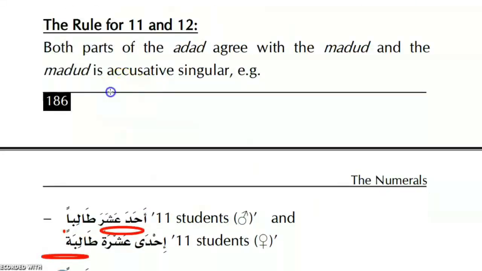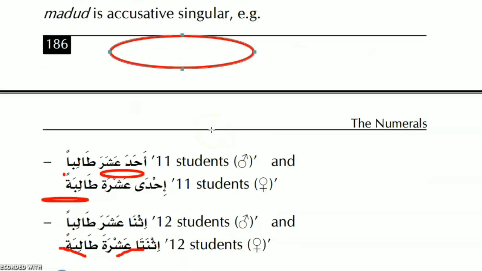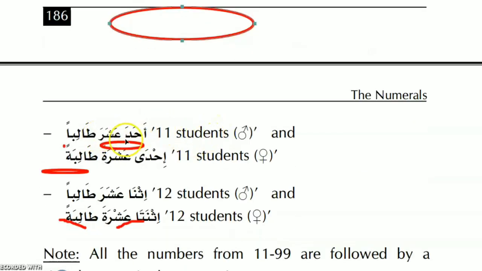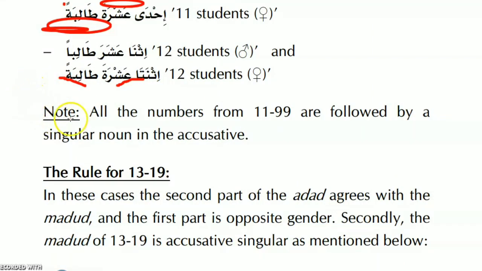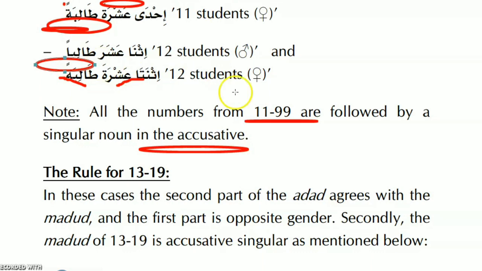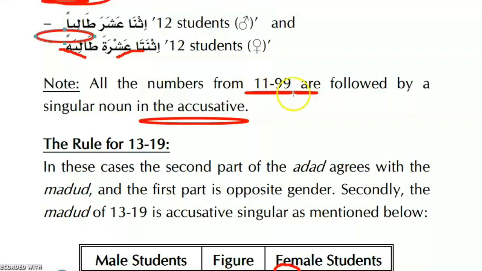And one more thing: it is saying that it could be accusative singular, meaning it can be mansoob. As you're seeing, أحد عشر طالبا, you can say mansoob, طالبة mansoob. You must understand one important note: all the numbers from 11 to 99 are followed by a singular noun in the accusative case. From 11 to 99, whatever noun comes will be mansoob and wahid. That is, isna ashara talibatan, you see, this will be mansoob and singular. Remember, from 11 to 99.